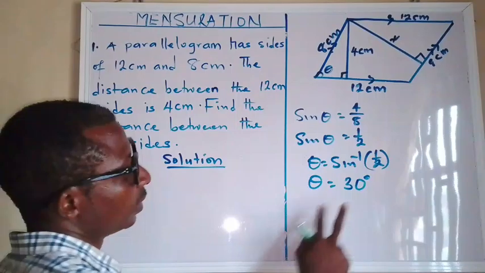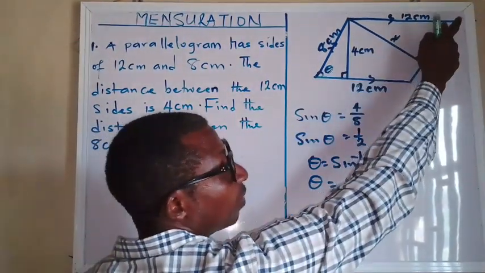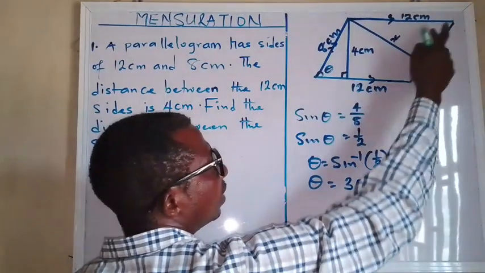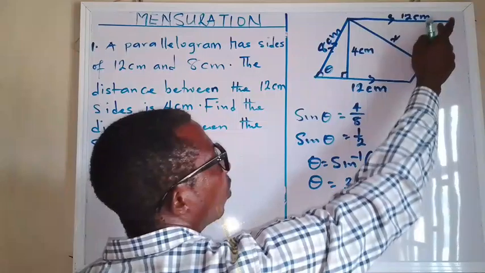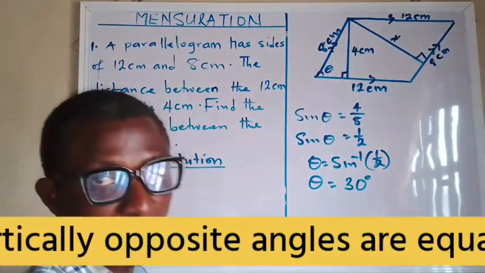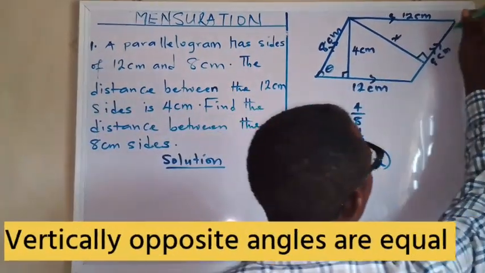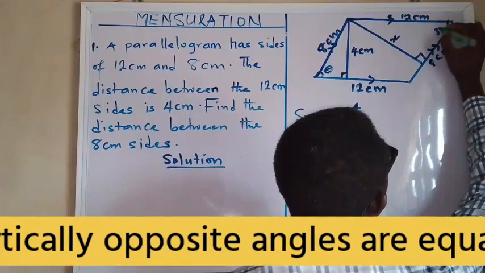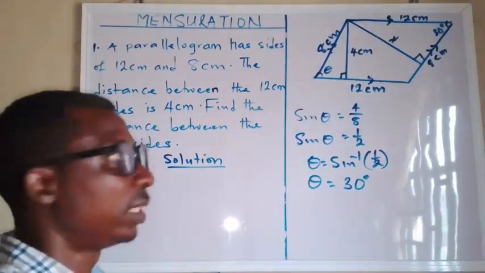Okay, so now this angle here is the same thing as the angle we have here. Now this is 30, this is going to be 30. Vertically opposite angles of a parallelogram are equal. So the angle here is equal to, that means this place is going to be 30 degrees.